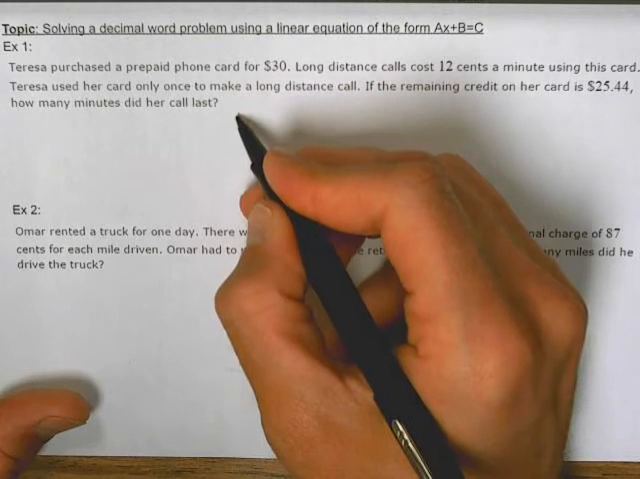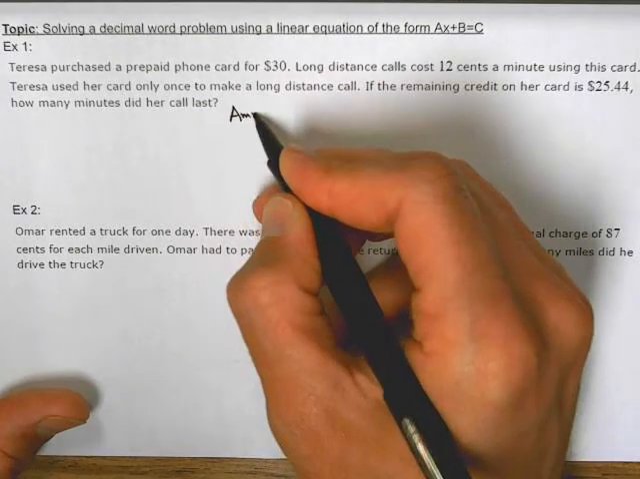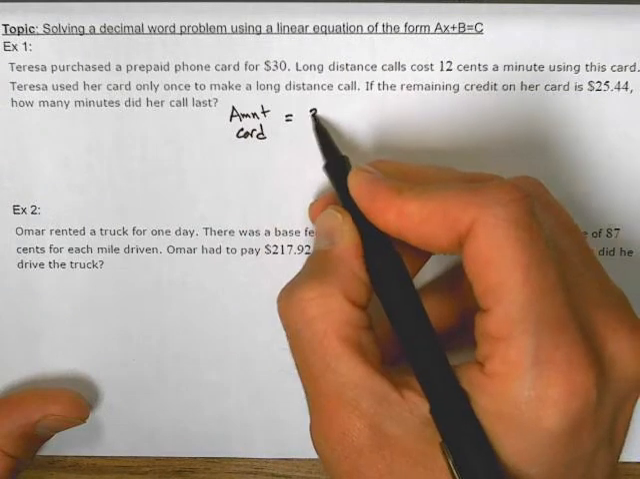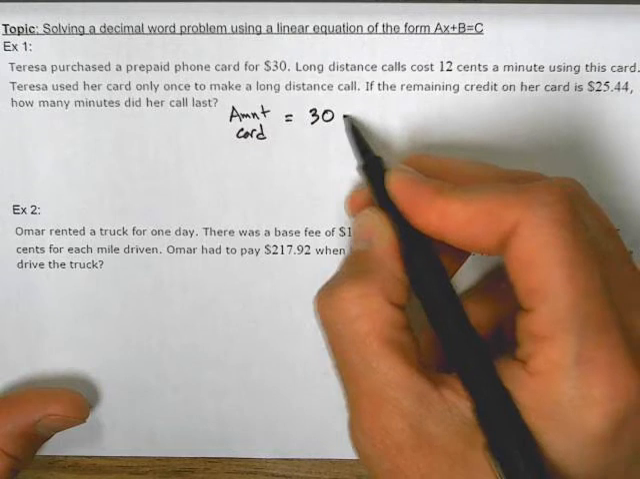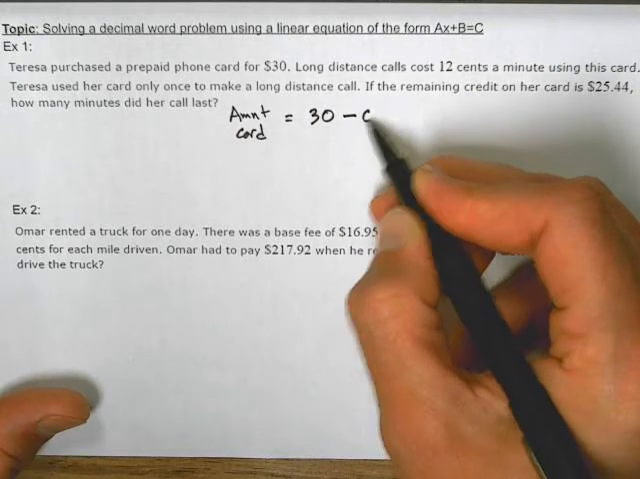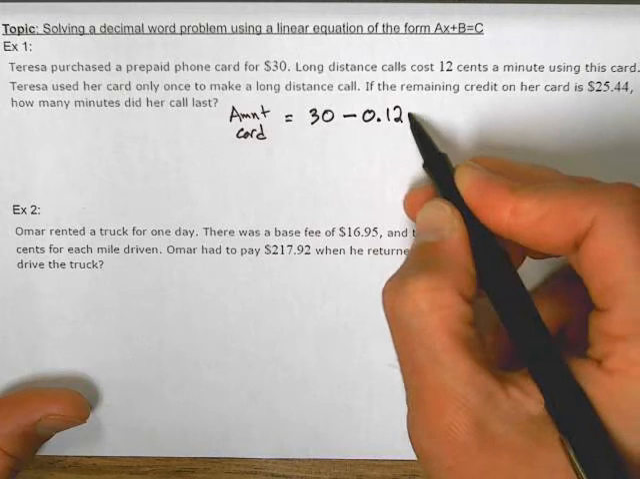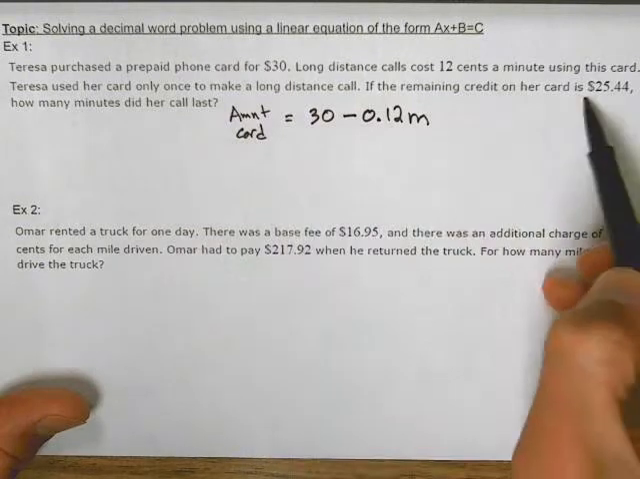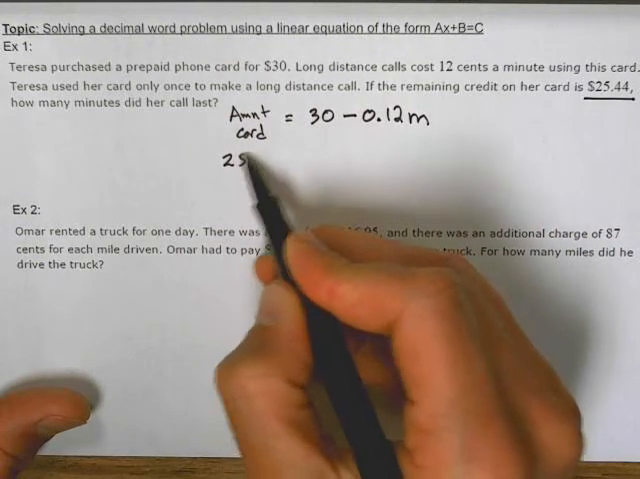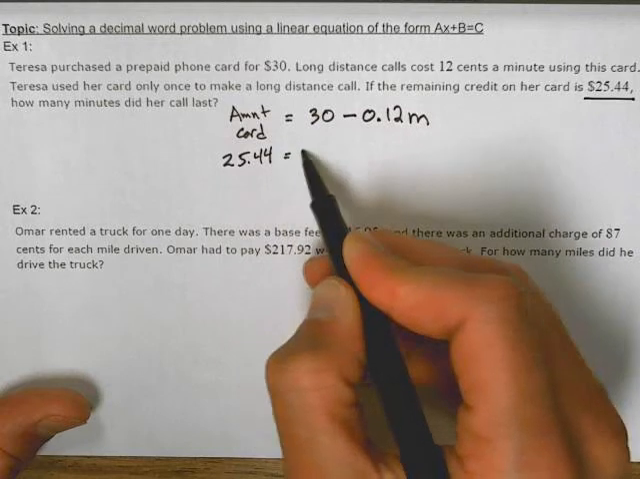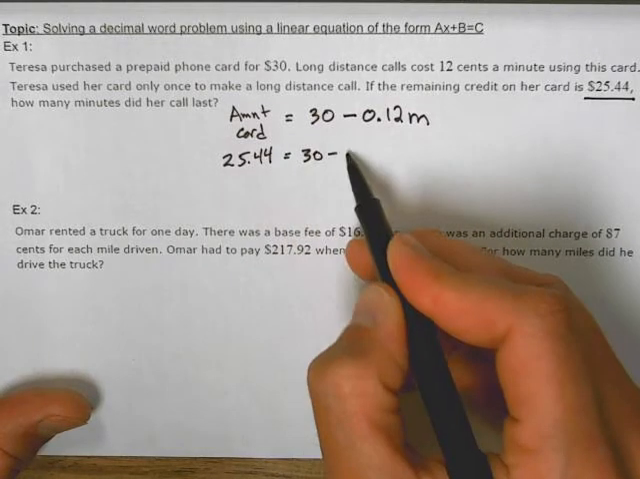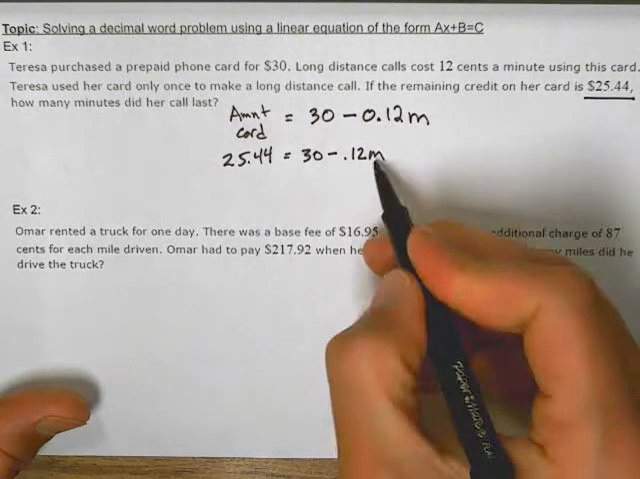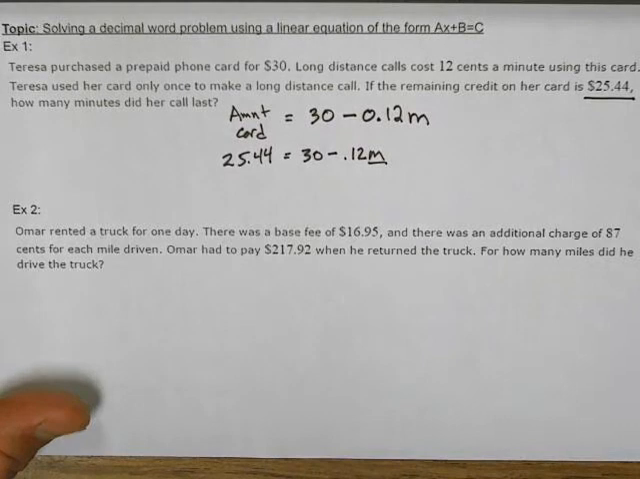So I would think the amount on the card would be equal to 30 bucks to start, but then we have to subtract 12 cents, which is $0.12 for every minute M that you call. Well, the amount on the card is $25.44, so I'm going to say $25.44 would be equal to the $30 we started with minus the 12 cents for every minute we called. Now, we want to figure out what that M is, right? How long we called for.